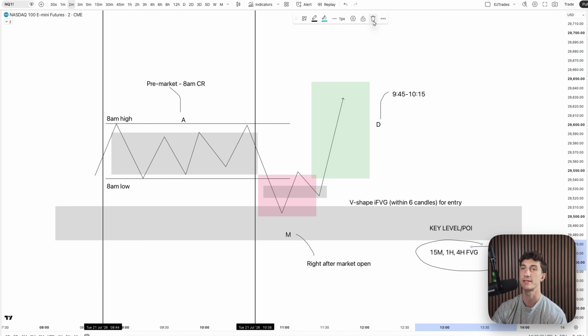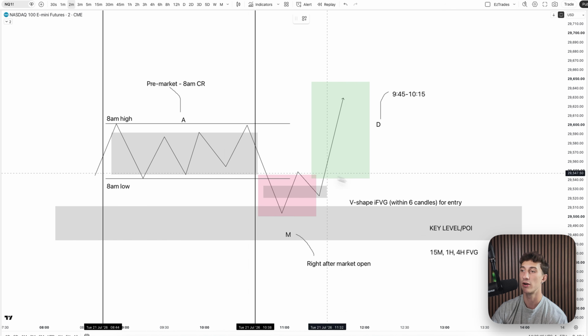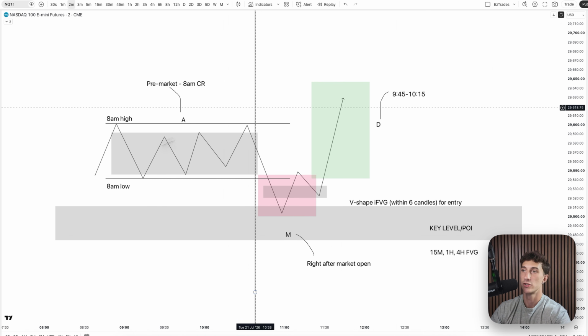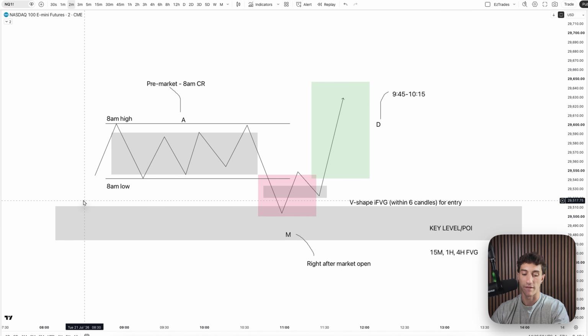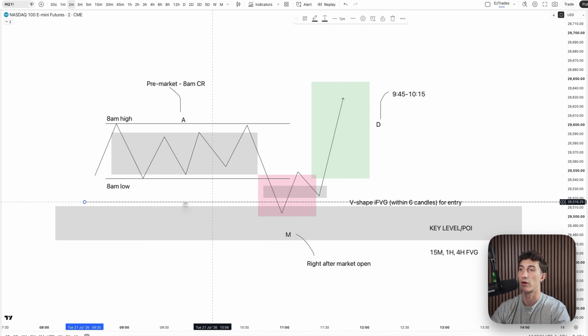I need to see price tap into a higher time frame level. Even though we're entering the trade on a 1 to 3 minute time frame, we need to see that higher time frame delivery. Now, if for some reason we are not tapping a 15-minute, a 1 hour, or a 4 hour fair value gap, we can also use session levels as well. So maybe we don't have a 15-minute fair value gap, but maybe we have a London or an Asian session low that price is sweeping along with that 8 a.m. low. That would also be considered a key level or point of interest that I would look for.